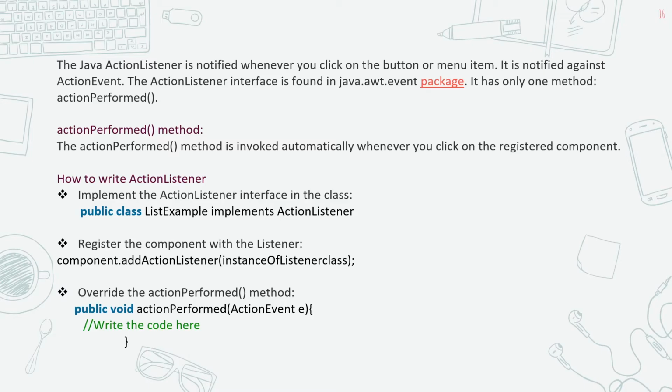And the third step is to override the actionPerformed method, and this can be done by the following syntax, that is public void actionPerformed. In brackets we have to write ActionEvent e, and it is followed by curly brackets. In the curly brackets we have to write all the necessary code. So now let's move on to an example that demonstrates the above topic.